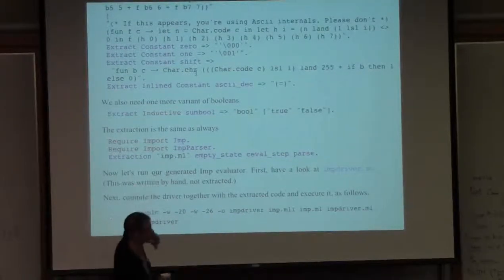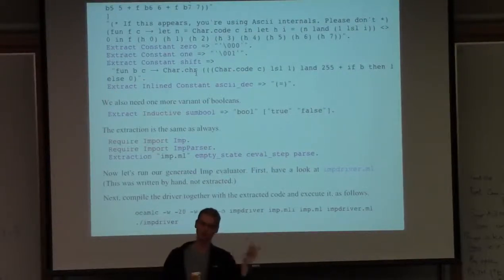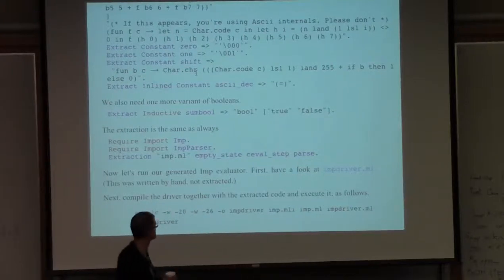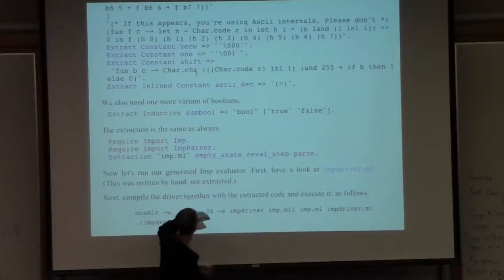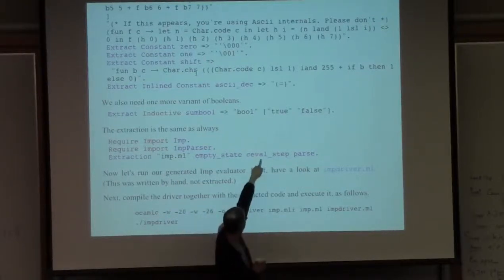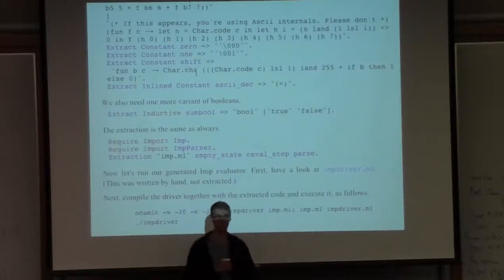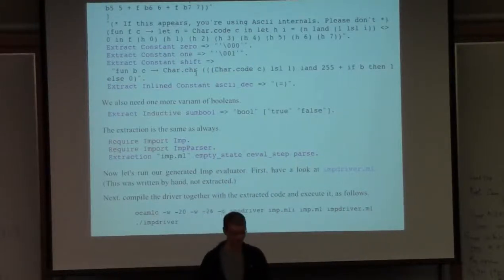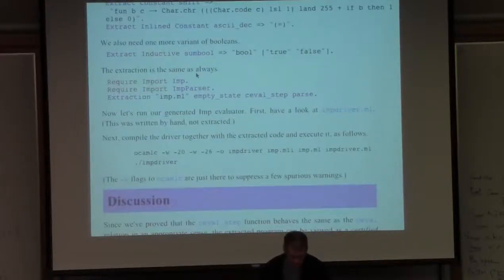And then I need one more sum bool, which is a variant of Booleans with more proof content on the Coq side, and it should also extract to bool. And now here's what I extract. I extract not only the evaluator, but also the parser and the empty state, which is what I'm going to want to run the program with. Okay, so now we can have a look at the driver.